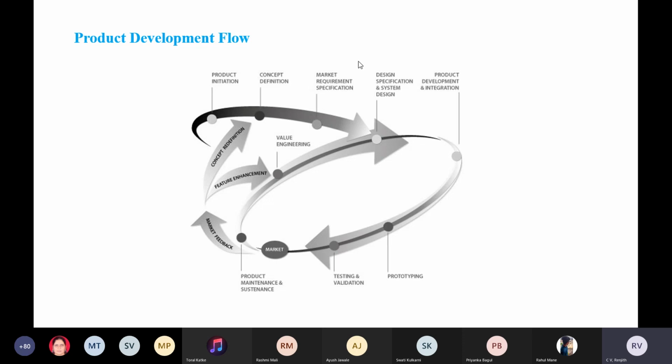Then you will go for the system design. This is where you will actually start the designing of the product. The first step is to define the architecture of the product. In the architecture, you have to identify the major building blocks like processors, power supplies, various kinds of interfaces and so on.